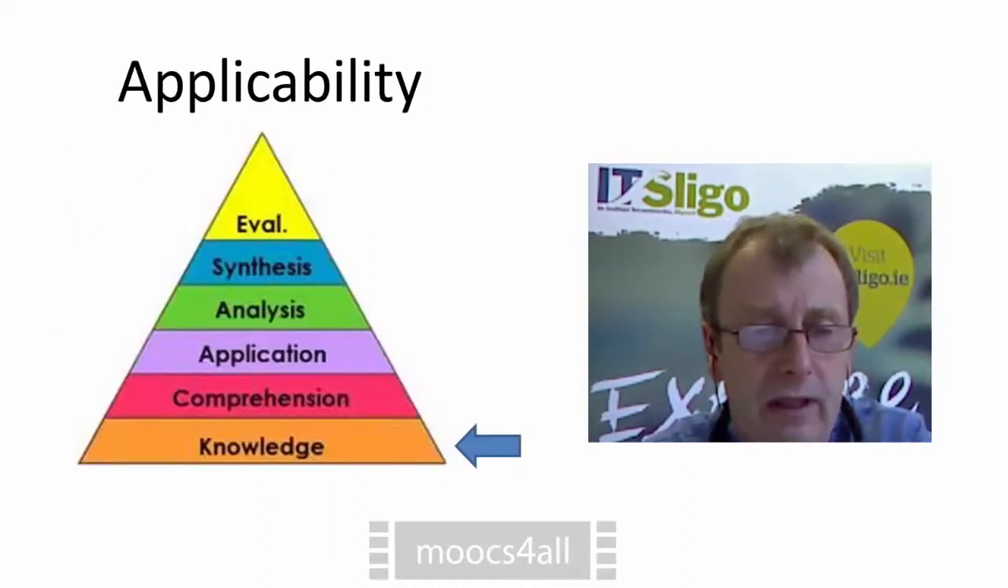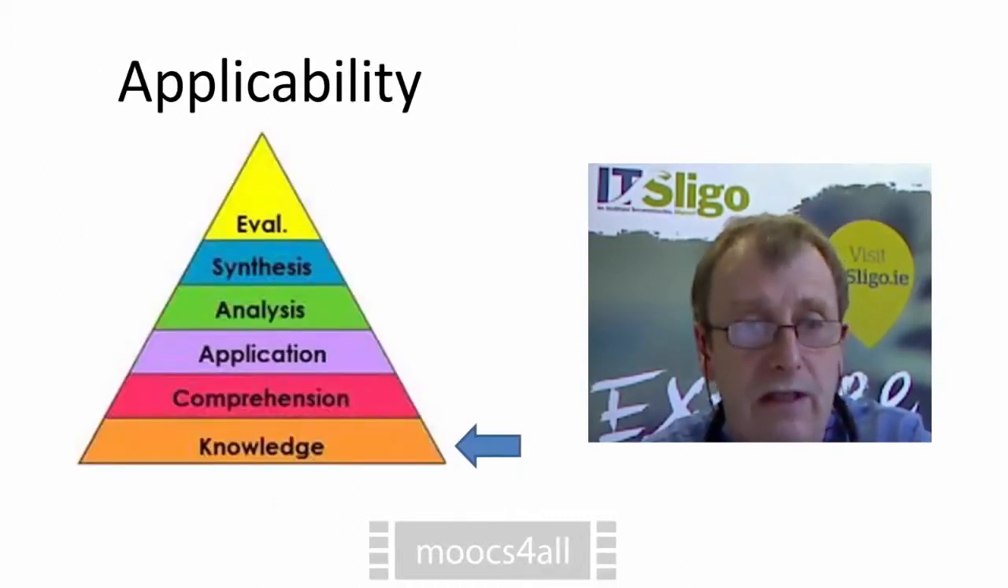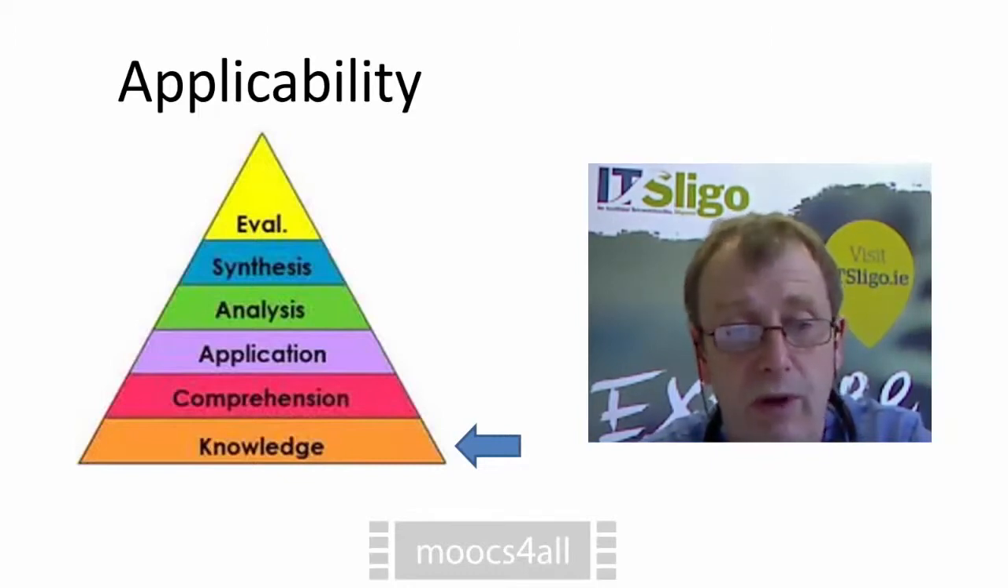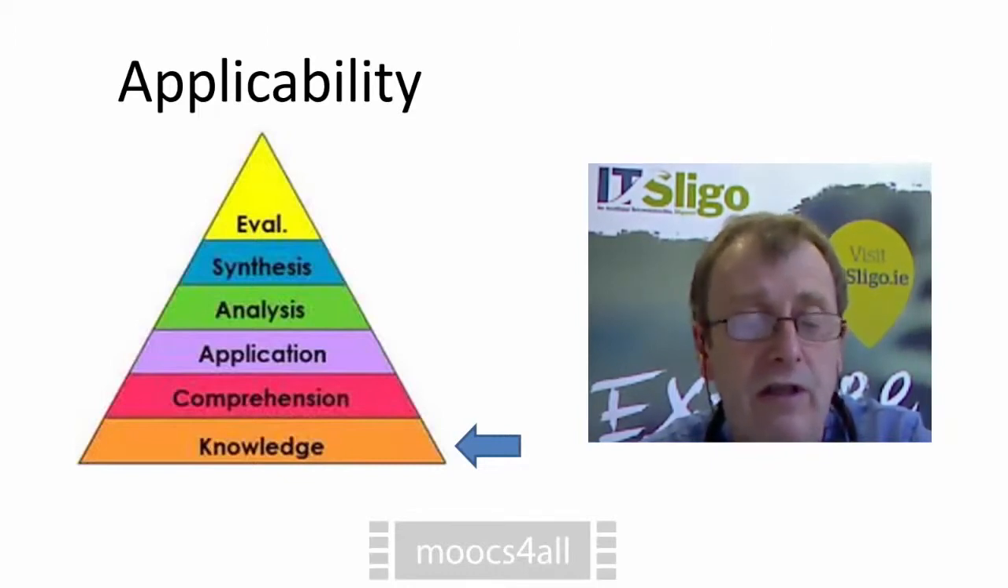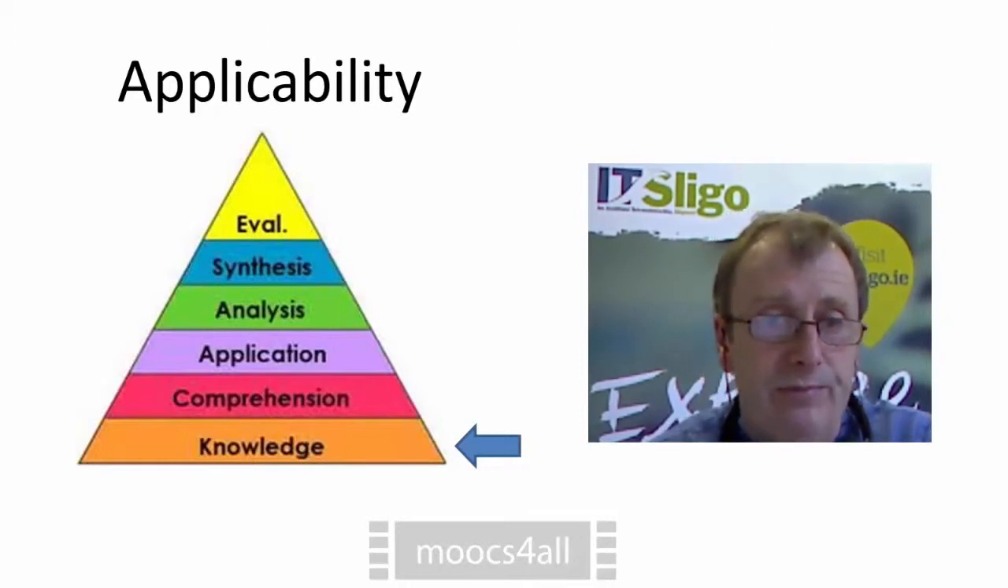Now, how applicable are objective tests? This diagram of Bloom's taxonomy indicates that they're generally applicable towards the bottom. It's relatively easy to think of quiz questions that test knowledge. It gets more difficult to think of good quiz questions that test comprehension, and I would imagine it gets more difficult as you go up towards the top of Bloom's taxonomy.